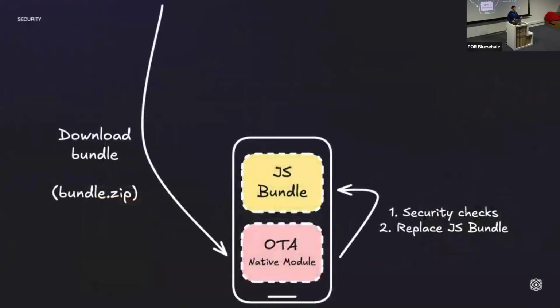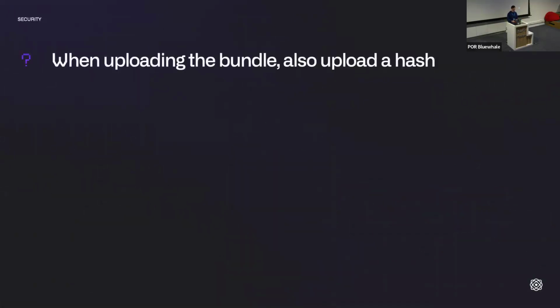And then when you download this bundle, this is the security check. Before you apply this bundle, you recalculate the hash and see if the hash is the same as what you deployed in the secure way when you're deploying in your CI, right? And that's basically how you prevent someone from tampering or intercepting your connection and replacing the bundle with some malicious code. And then you can replace your bundle safely.